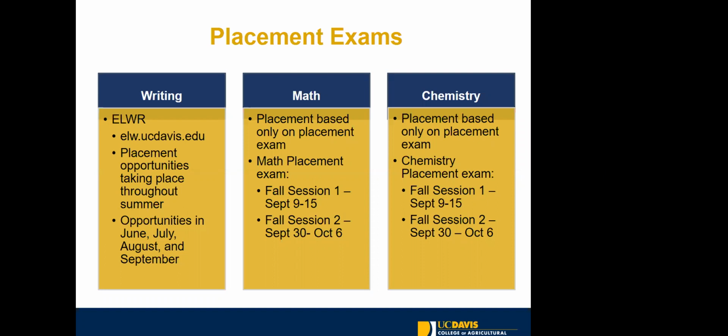And a workload class is a class that a lot of students place into before they go into algebra or pre-calculus or calculus. And like Joe mentioned, these classes are typically a series. So there's usually like a 16A, a 16B, and a 16C. So things like that. So they go on for a couple of different quarters. So again, if you take the math placement exam, which is offered fall session, September 9th through 15th, and then again for fall session 2, September 30th through October 6th, again, we recommend that you take it as early as possible.